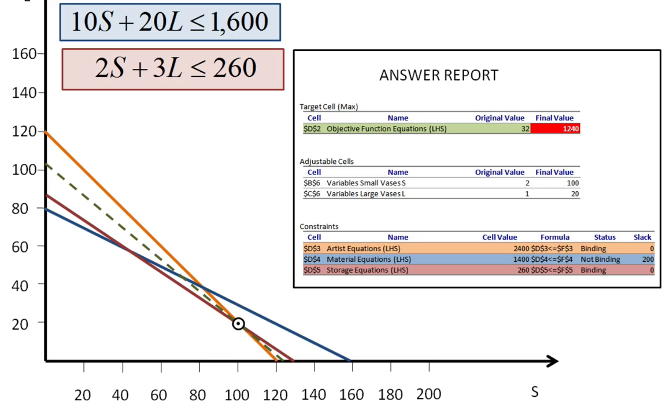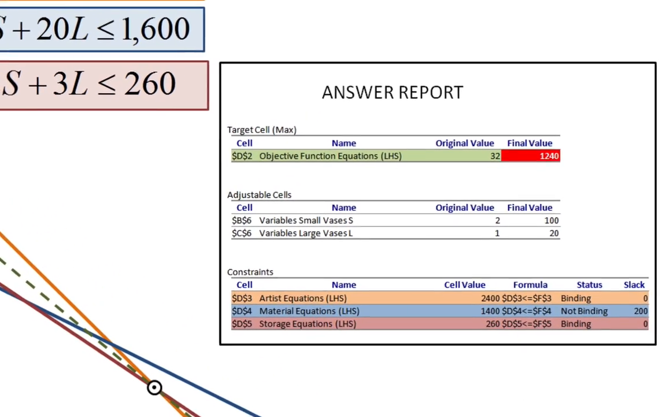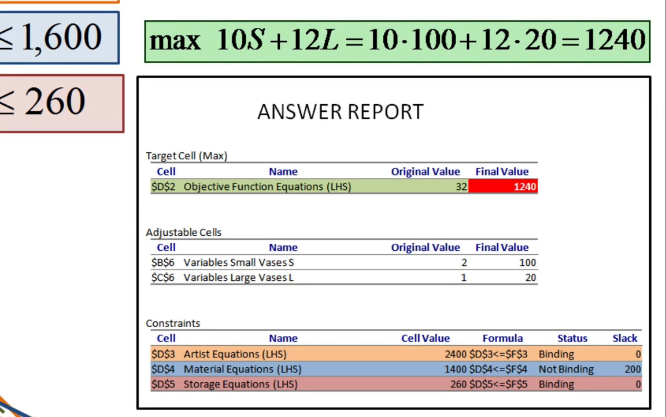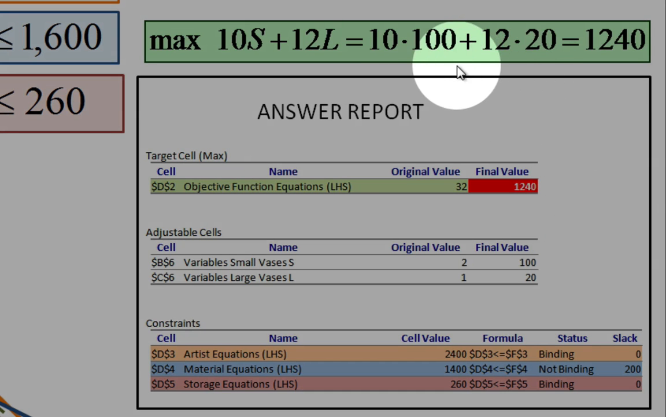Next, let's look at the objective function value, or the final value that the objective function assumes. Notice that the objective function reads maximize 10s plus 12l. Well, putting our final values, 100 and 20, into the objective function turns it into 10 times 100 plus 12 times 20, and that is equal to 1240, our final value of the objective function.